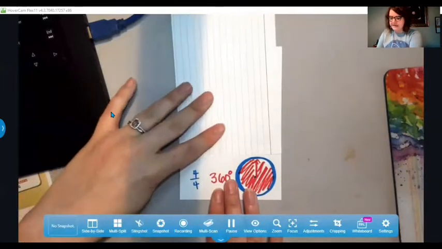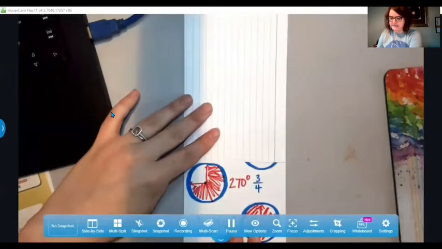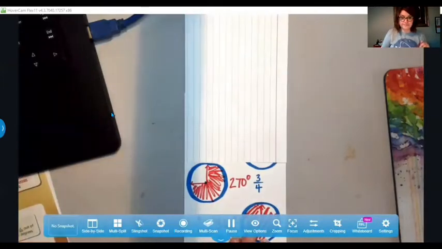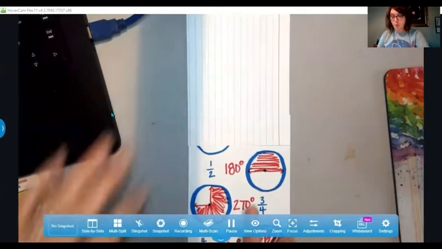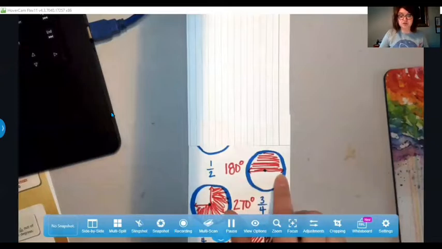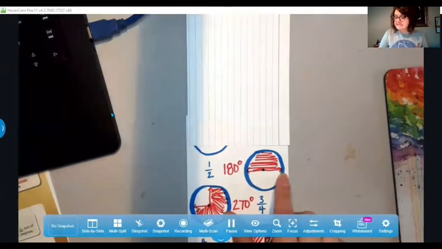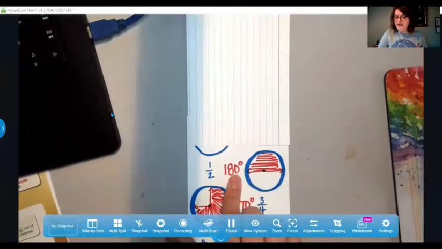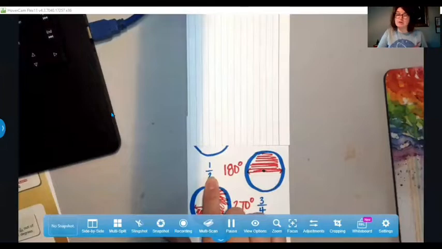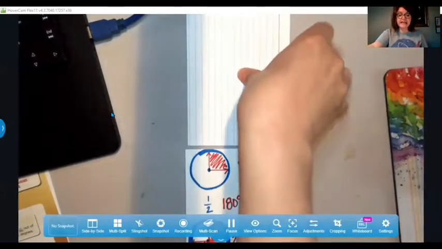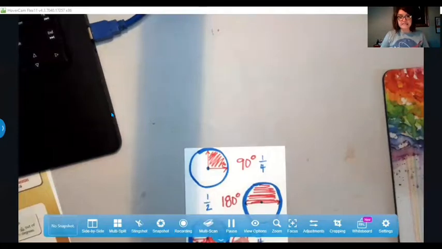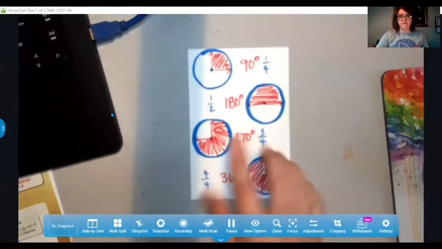Another benchmark we have is 270. 270 would be 3/4. We don't use 270 a lot, but we do use 180 a lot. And this is a straight line. Notice this is a line because it's got arrows on the two sides. And it is 180 or 1/2 of our circle. And finally, the other one that you're going to use a lot is a 90-degree angle. This 90-degree angle is 1/4 of your circle.